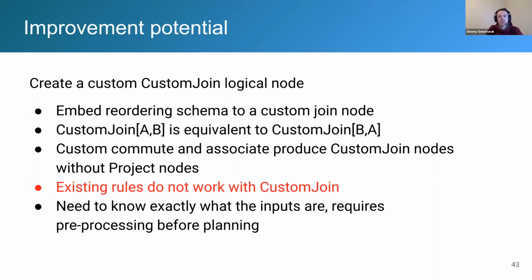And another downside of this approach is that prior to producing this custom join, you need to do some pre-processing and essentially collect information about the join graph that we were talking about. So in other words, using this custom join requires you to have knowledge about relations that are not immediate inputs of this particular join.